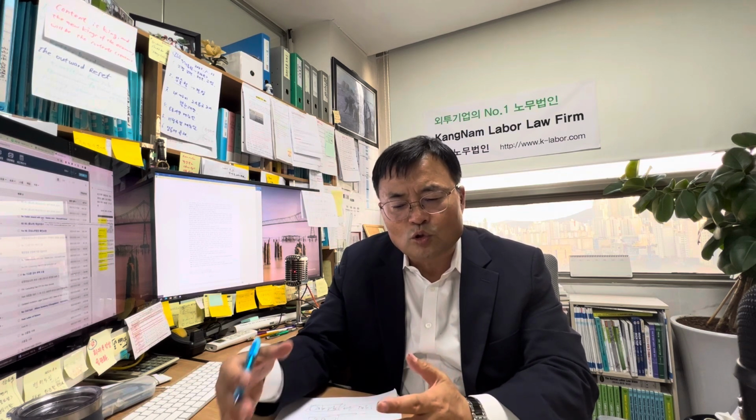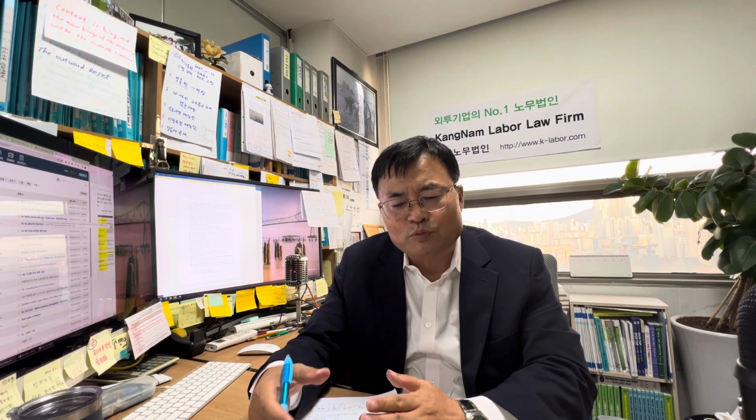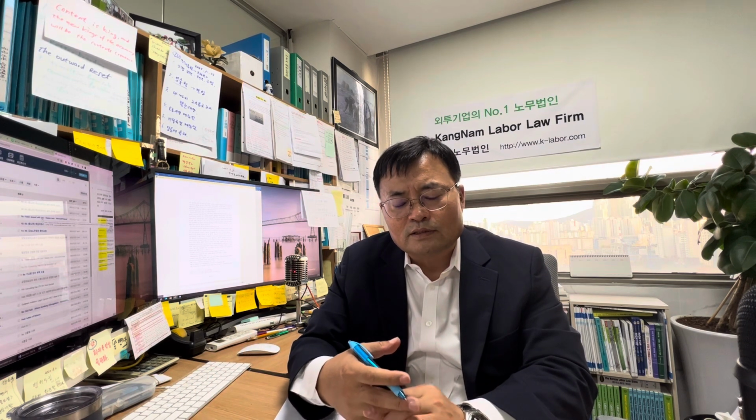The employer should follow. So even though there is a mutual agreement between employer and employee, and they decide to include a condition that is lower than the condition of the Labor Standard Act, then such a condition is null and void. Such an invalid condition will apply to the standard provided by this Labor Standard Act. So we call it the compulsory condition prevailing over the good faith principle.